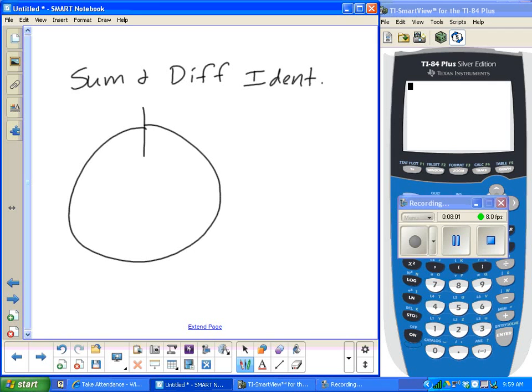Circle here. We've usually got our three common angles. What sum and difference formulas are going to help me do? Let me put them in each quadrant real quick. What sum and difference angles help me do is they help me find the exact values for these.